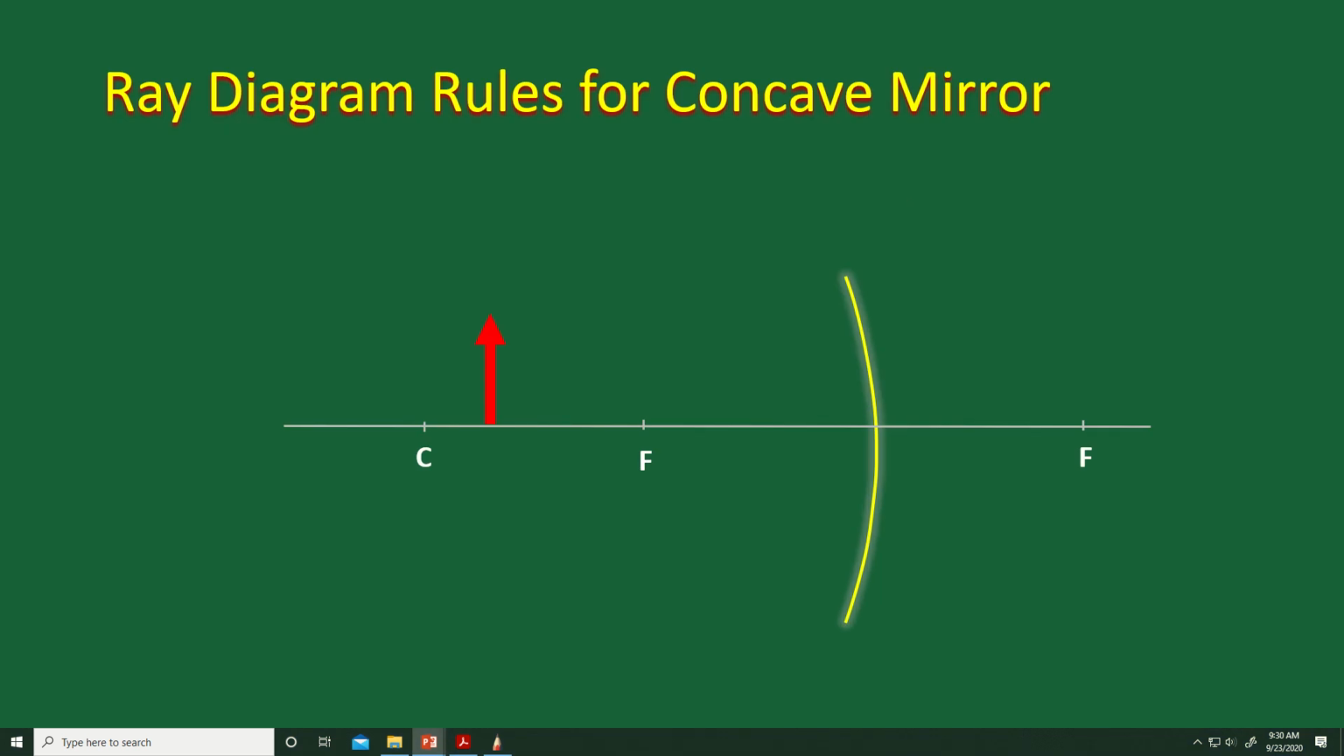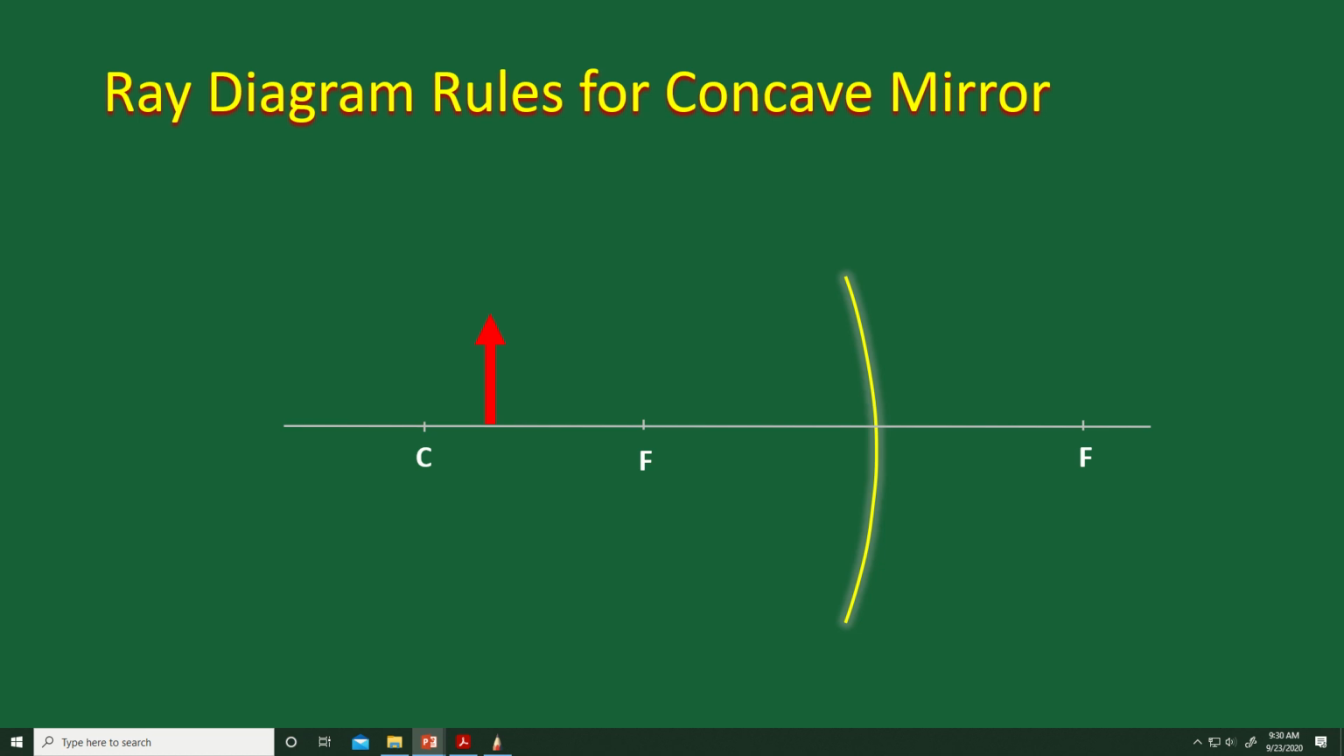So let's look at the rules. So we have the object between C and F. You can place the object anywhere, but depending on where you place the object, you will get the image at different points. In this case, we are placing the object between center of curvature and the focal point.